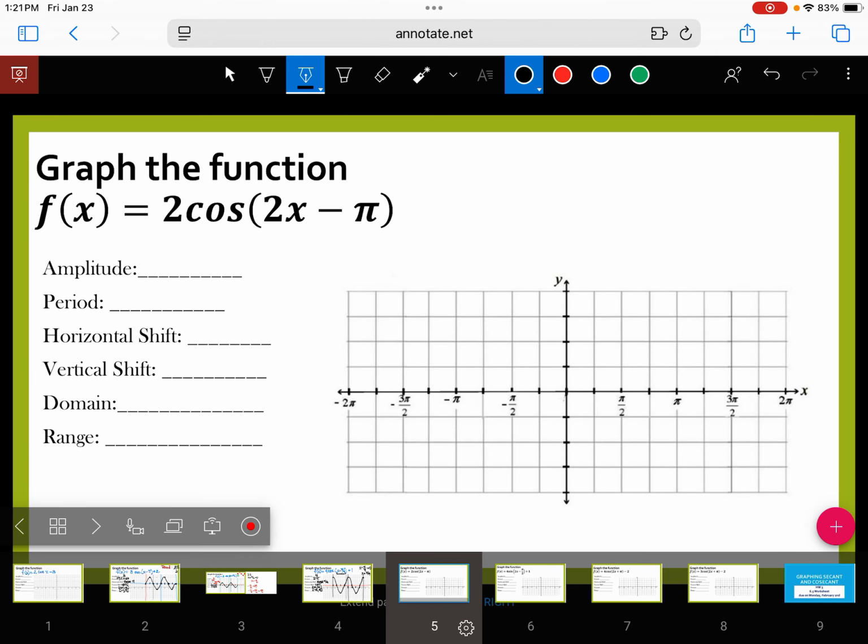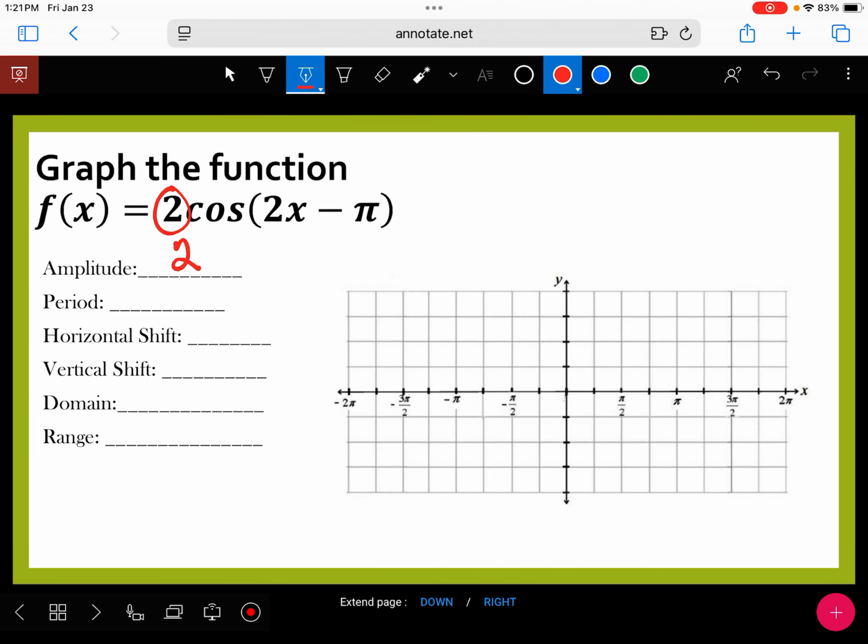Okay. All right. So first things first, amplitude is 2. Now, you see how I put a number right here. So my period is going to be 2 pi divided by 2. And what is 2 pi divided by 2? Pi. That's my period.